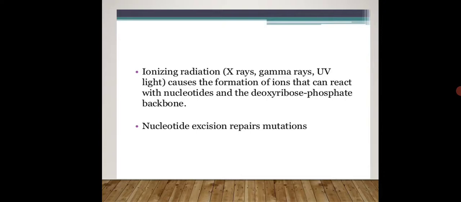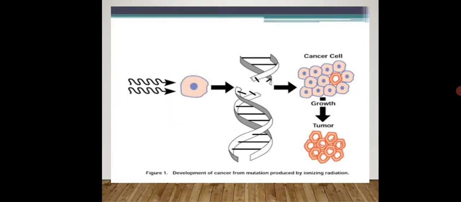Ionizing radiation causes the formation of ions, as we have seen just now. This ion reacts with the nucleotides, and can even react with the sugar phosphate backbone, and we call it a mutation. This mutation can be repaired by the repairing system called nucleotide excision repair.